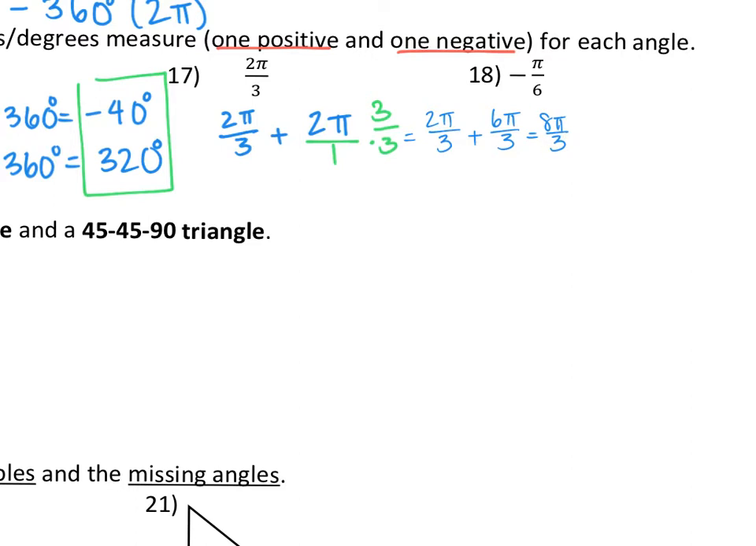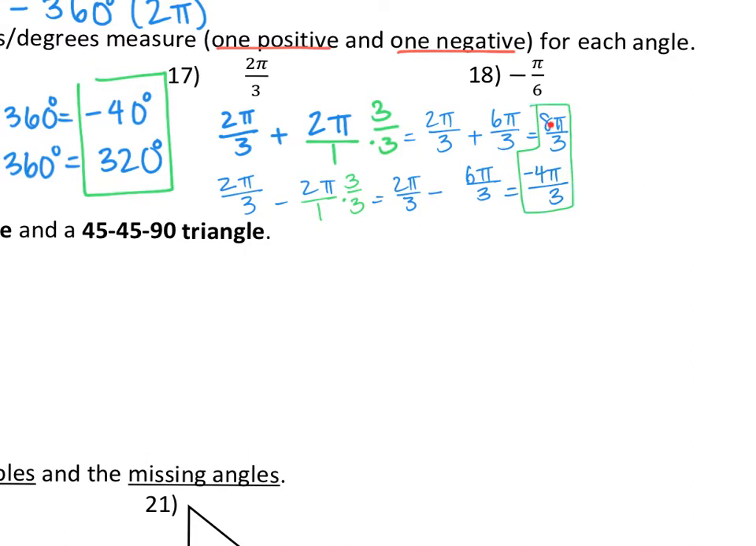I need a negative angle, so I'm going to take that 2 pi over 3 and subtract by 2 pi. So I'm going to put that over 1. And then try to get a common denominator, so doing the same thing. So I have 2 pi over 3 subtracted by 6 pi over 3. And so this would give me, let's see, 2 minus 6 is negative 4 pi over 3. And so that there is my answer.